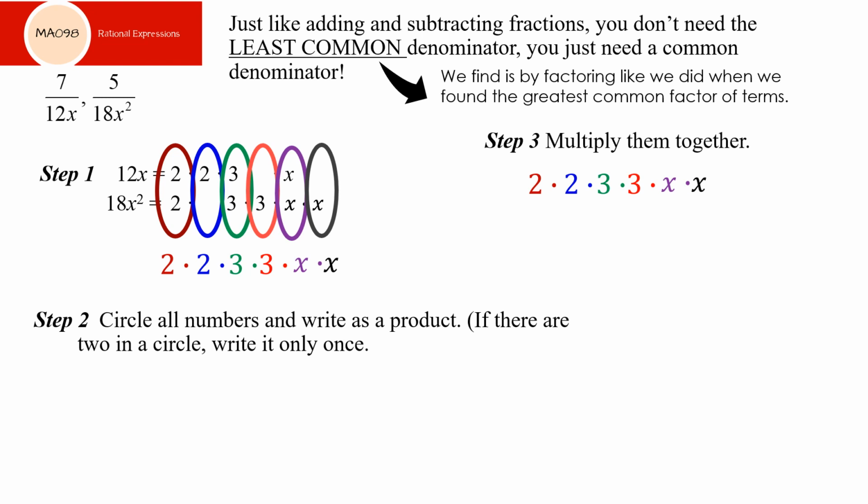Remember, we're going to find it just like we did for factoring, but this time, we're going to write all the terms down. Now we multiply them together. 2 times 2 times 3 times 3 times x, which gives us 4 times 9 times x squared, which is 36x squared. And that is our least common denominator. Let's look at another one.